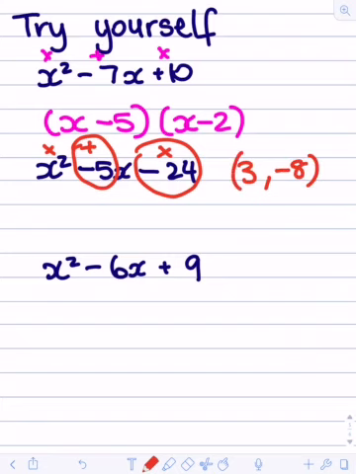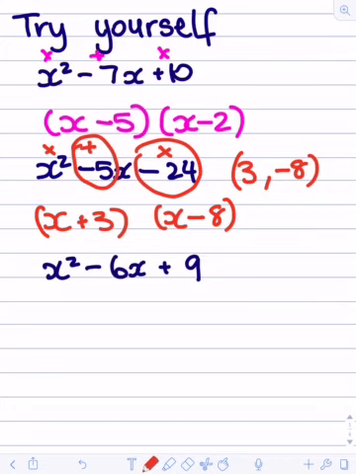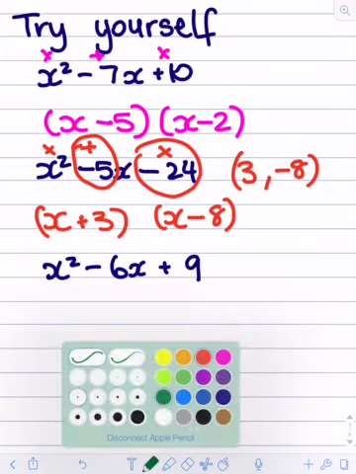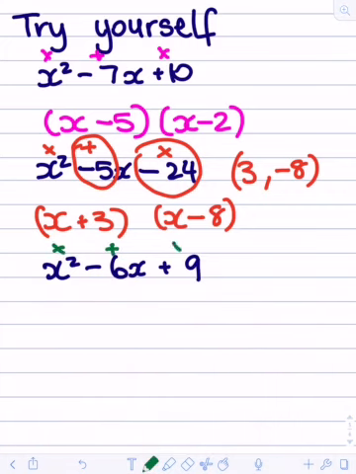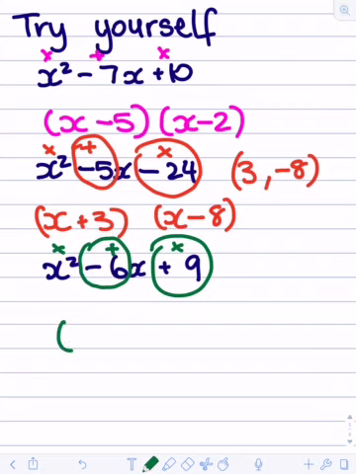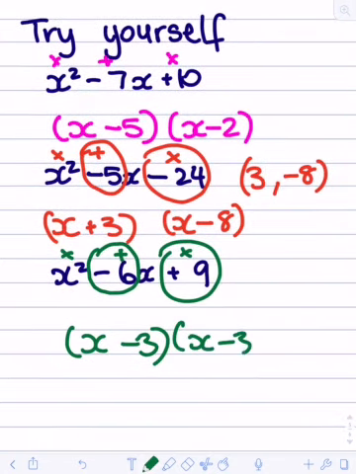Now again, we just put these in the brackets here. x, first number is 3, and the next number is negative 8. Let's go to the last question here. Last question, again times plus times. Two numbers that multiply to give me 9 and add to give me negative 6. I'm going to tell you right now the numbers are negative 3 and negative 3. (x minus 3)(x minus 3).